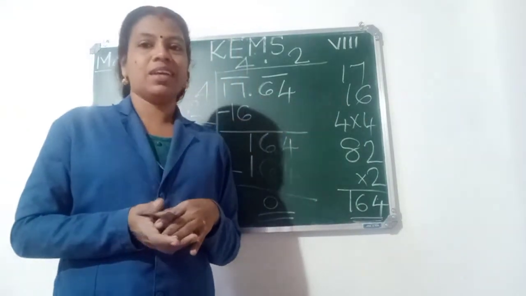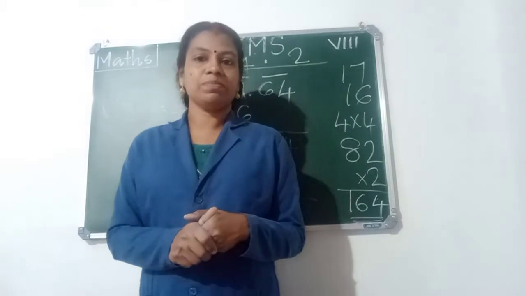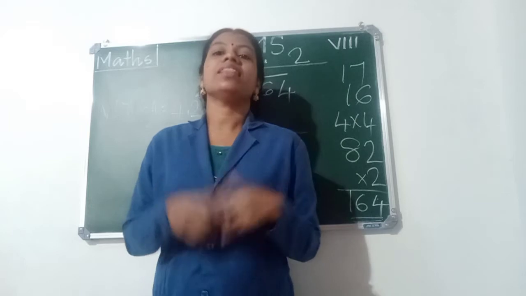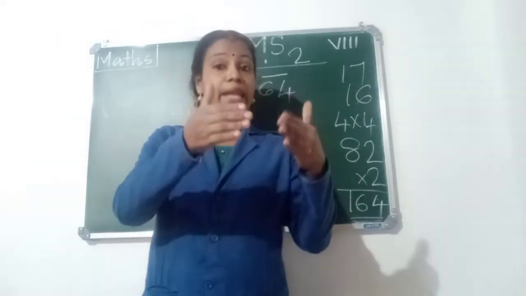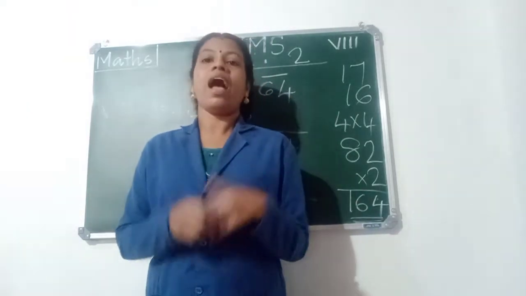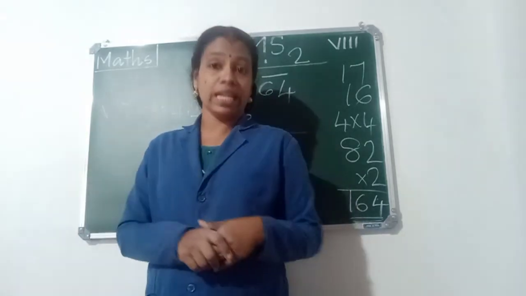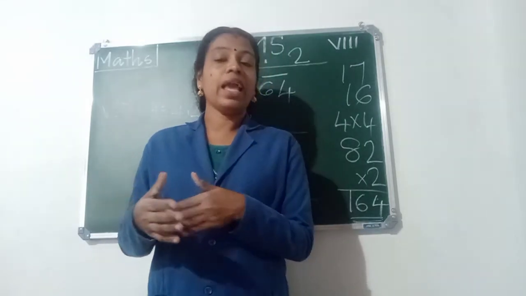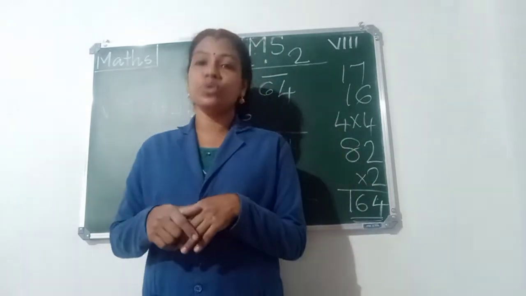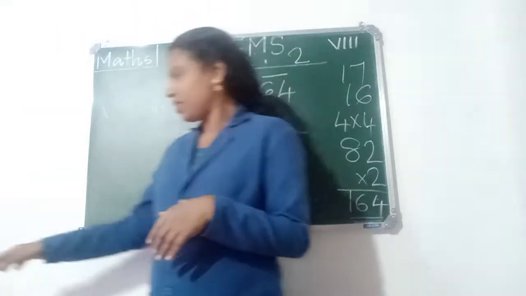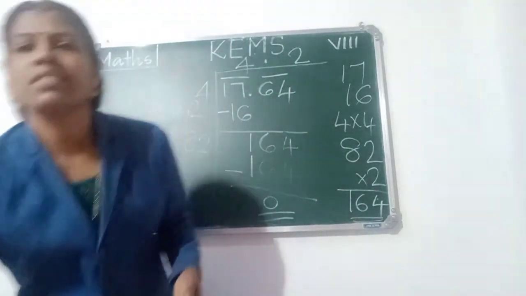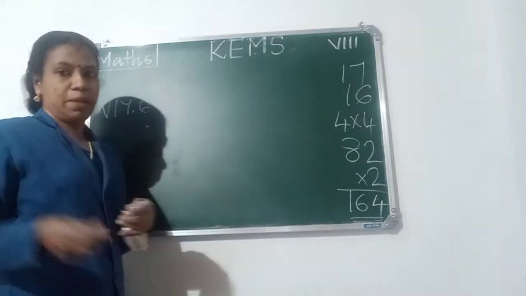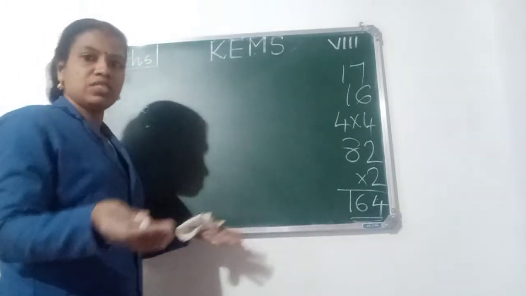Clear? If a perfect square number has n digits, and n is an even number, then its square root will have n by 2 digits. And if n is an odd number, then its square root will have n plus 1 by 2 digits. Clear? Very simple. That is, if a perfect square has n digits, n meaning any number, 2, 3, like that.